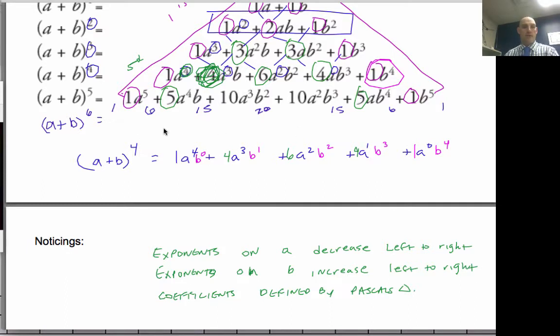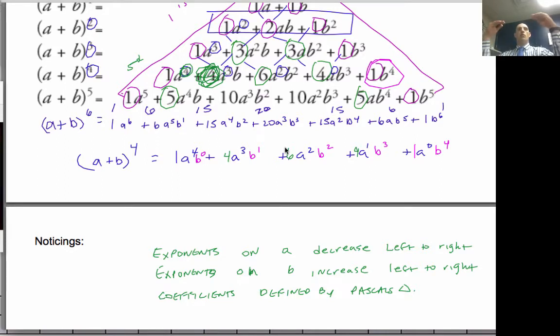So what would my exponents be? Well, I'd have 1a to the sixth, plus 6a to the fifth b to the first. How did I get that? A steps down 1, b steps up 1, plus 15a to the fourth b squared, plus 20a to the third b to the third, plus 15a squared b to the fourth, plus 6a b to the fifth, plus 1b to the sixth. You define the coefficients by the line, and then the exponents just step down.